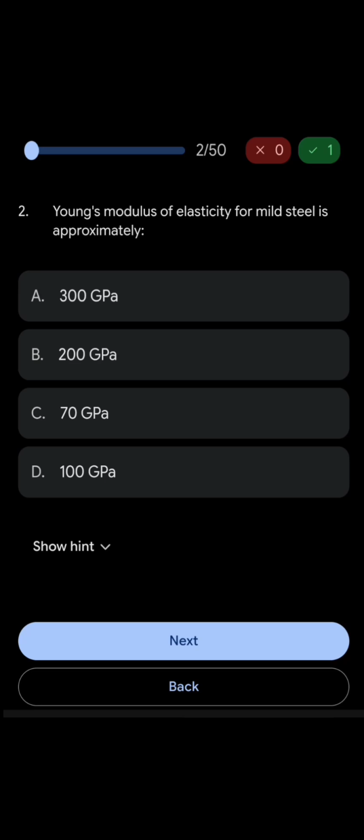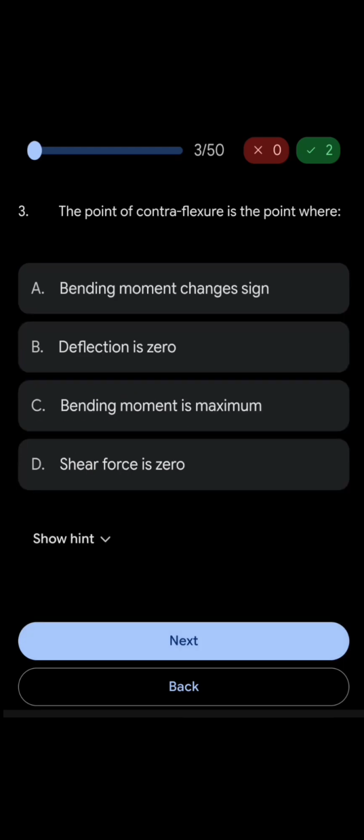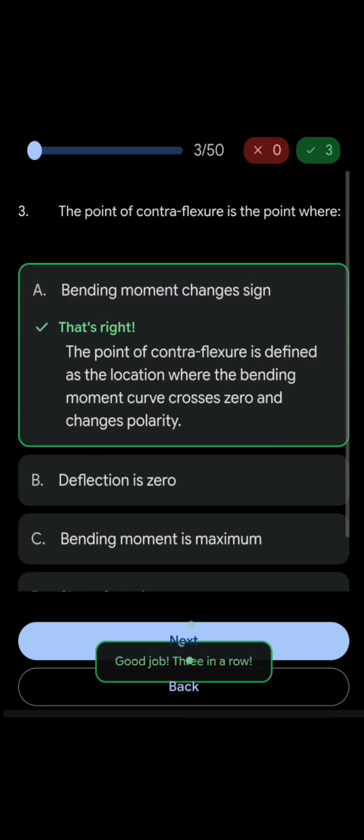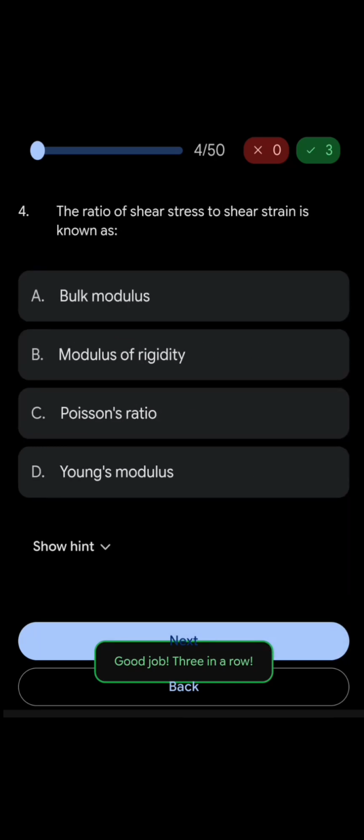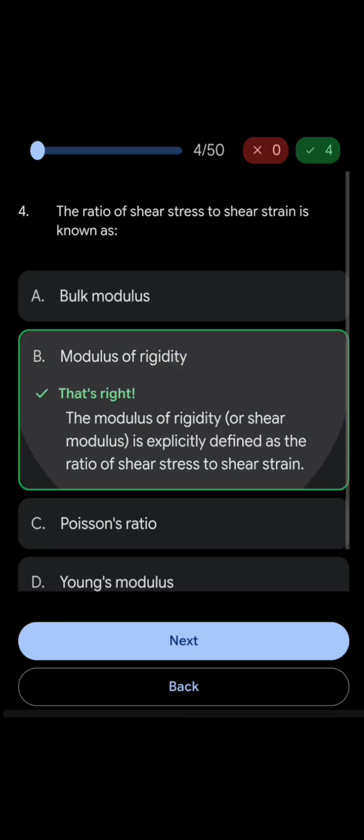Young's modulus of elasticity for mild steel is approximately: answer B, 200 GPa. The point of contraflexure is the point where the bending moment changes sign. The ratio of shear stress to shear strain is known as modulus of rigidity.